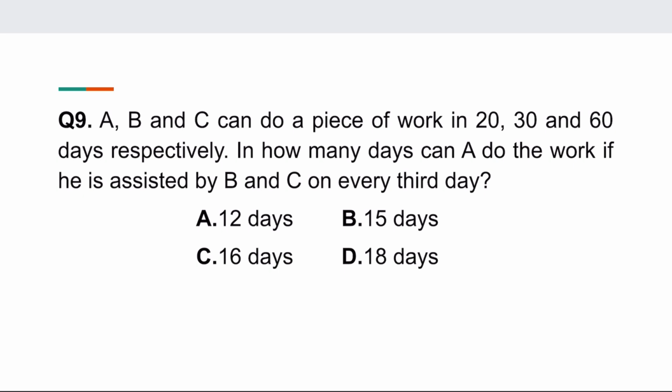So question 9. Let's start with question 9. What does question 9 say? A, B and C can do a piece of work in 20, 30 and 60 days respectively. So A, B and C are doing their work in 20, 30 and 60 days respectively. In how many days can A do the work if he is assisted by B and C on every third day? Got it? On every third day.